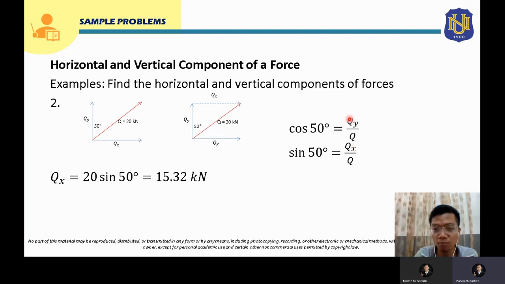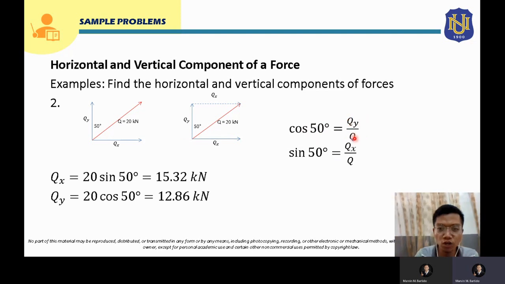Now for the vertical component, we cross multiply. This will be Q times cosine 50, where Q is 20 kilonewton. So that will be 20 cosine 50 degrees. If you input that to your calculator, that will give you 12.86 kilonewton. So these will now be the answers. These are the horizontal and vertical components of force Q.